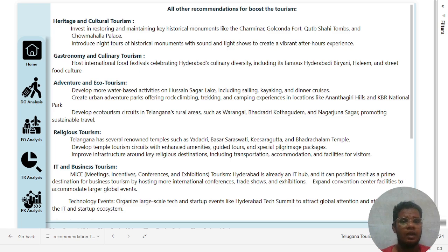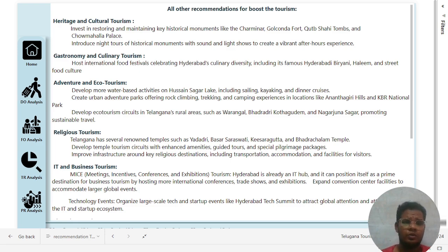And then religious tourism. Telangana has several ancient temples. Of course, there is a vast number of temples in Telangana that were built in ancient periods, like the Warangal Fort, the Ramappa temple, as well as in Yadadri Bhongir, the Lakshmi Narasimha temple. That is also a very old temple, and it's very amazing. Like that, Yadadri, and Basar Saraswati is also famous, and Keesaragutta and Bhadrachalam. Bhadrachalam is the Sri Sitarama Chandra Swami temple.